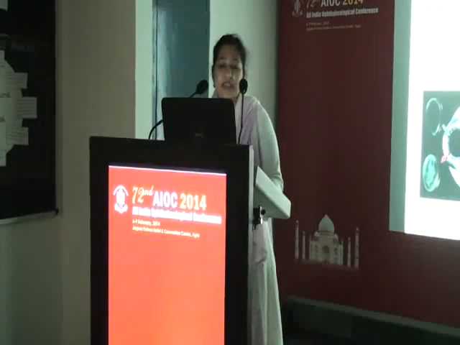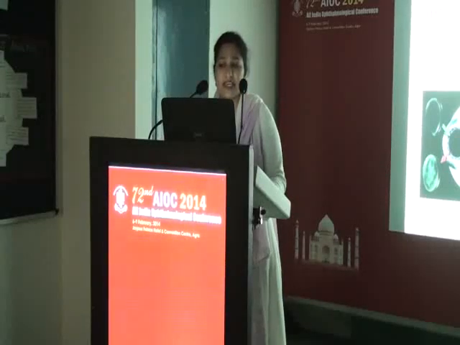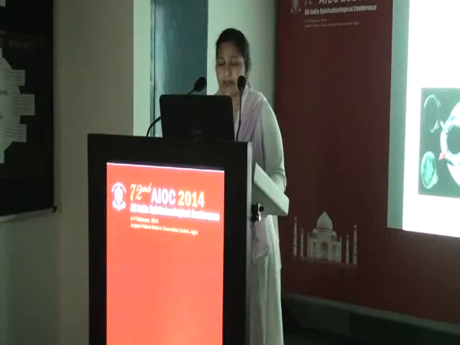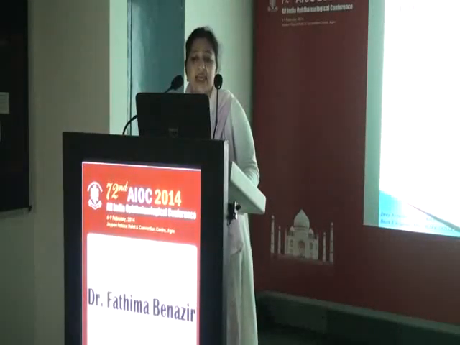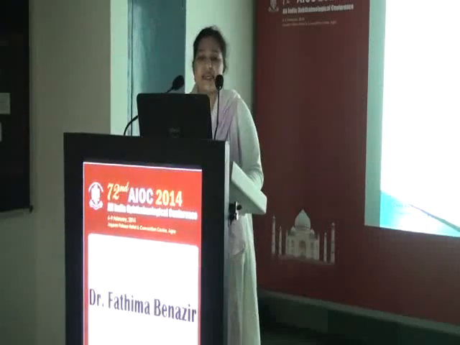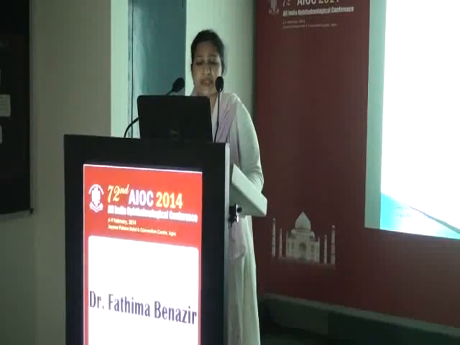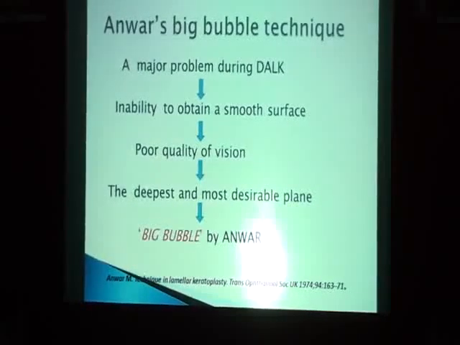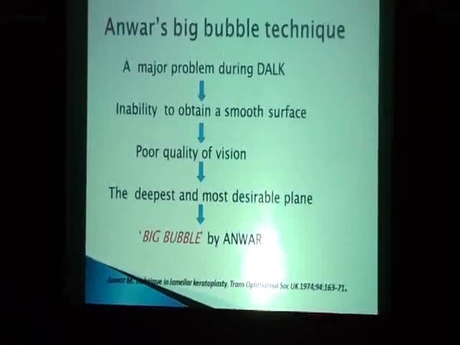As you all know, keratoplasty has been the gold standard for treating corneal blindness, but there are certain disadvantages attached to it, like risk of endothelial rejection, slower post-op recovery, and need for long-term steroid application. Now there is a newer variant where we remove the diseased anterior layers of the cornea and retain the healthy innermost layer. Here, there is no risk of endothelial graft rejection. Donor cornea tissue selection is less stringent, and if the graft fails, we can always go in for a repeat penetrating keratoplasty. With inability to obtain a smooth surface, leading on to a poor quality of vision. The deepest and most desirable plane is obtained by the big bubble technique by Anwar.